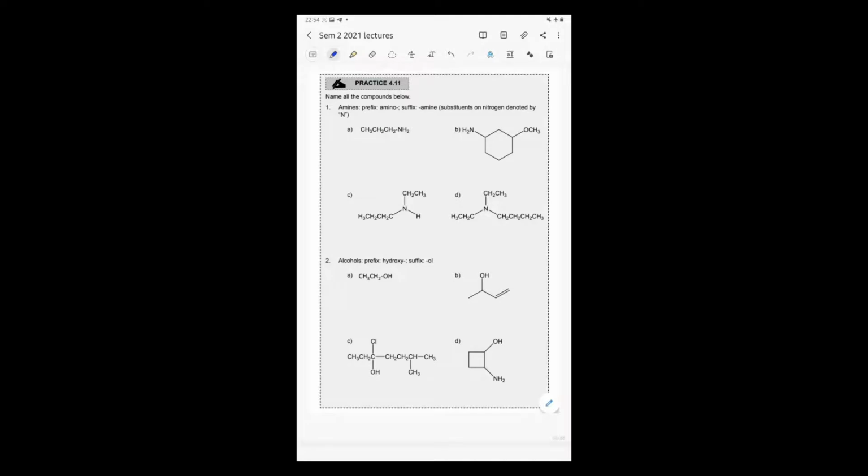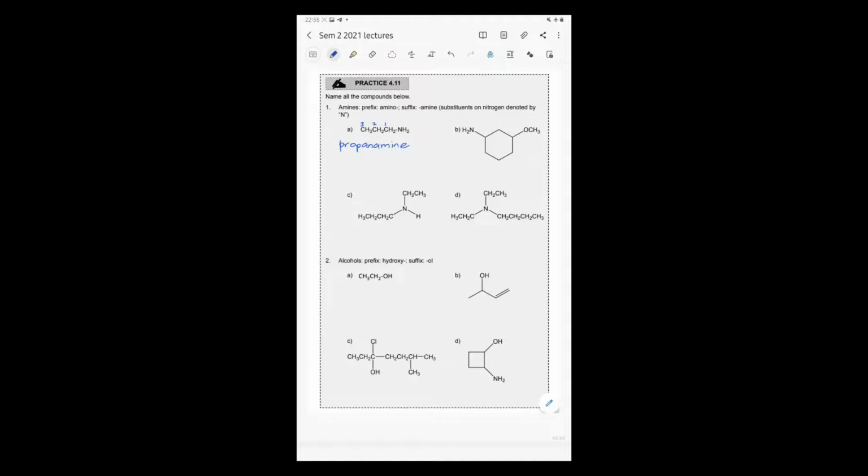Alright, we have to give numbers. Lowest number to the carbon that is nearest to the functional group. So the functional group that we have here is NH2. So this carbon will be carbon number 1, carbon number 2, carbon number 3. So the name of this compound is propanamine. Propane, 3 carbons. Propanamine. Just like that.